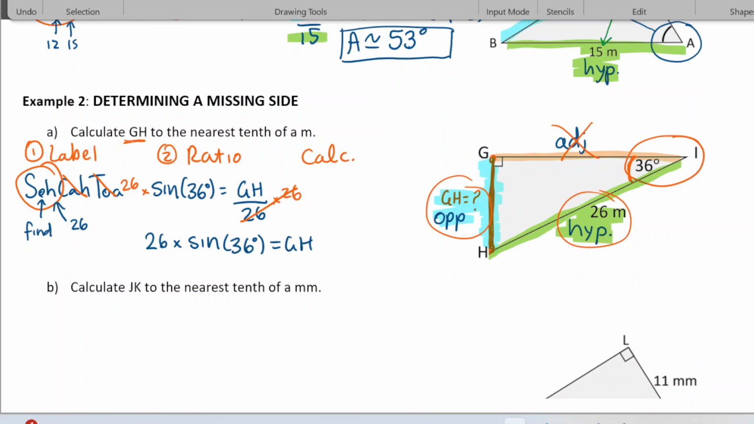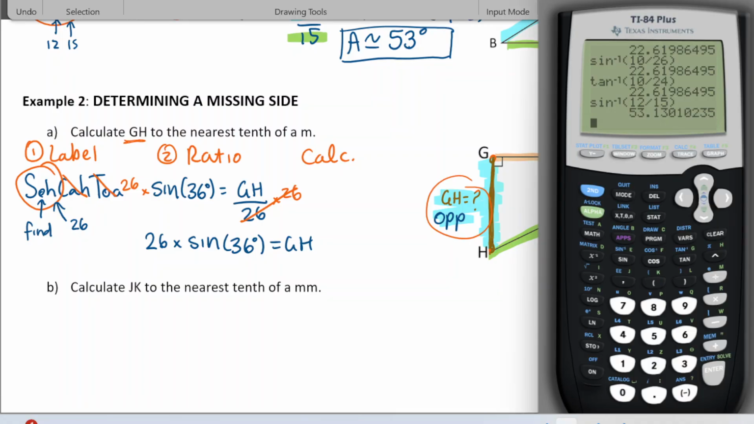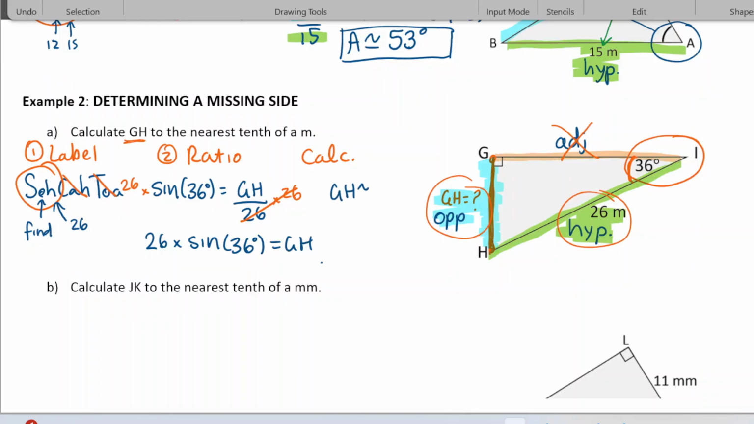So this is what I want to type into my calculator, 26 times sine of 36. I don't use the inverse button this time. I'm going to clear everything off. So 26, I just type it exactly as it's shown. 26 times sine of 36, and I get about 15.28, so rounding it to the nearest tenth, about 15.3. GH is approximately 15.3, and the units are meters, because it's a length here. Okay, so label, write the ratio that's important, and then calculate.